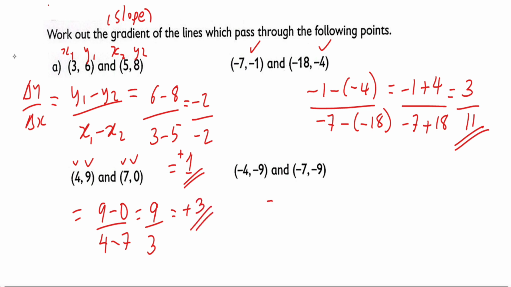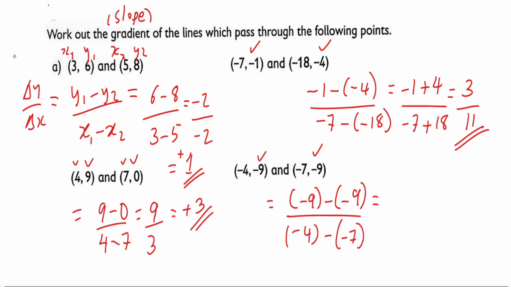Now let's try another one. So minus 9 minus negative 9 over minus 4 minus negative 7. So minus minus gives you plus, so minus 9 plus 9 divided by minus 4 plus 7. Obviously this one gives you 0. Minus 4 plus 7 gives you 3. At the end of the day, 0 divided by 3 is just 0. So this is your answer.